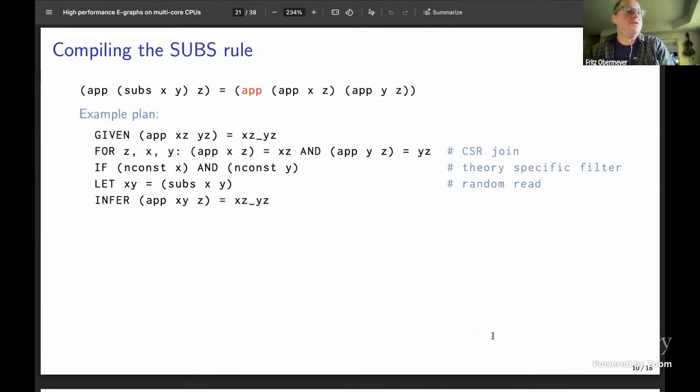Okay, I want to walk through 2 more example plans. The plans we looked at previously were just like logic programming. There were no mergers. So let me look at some plans that trigger mergers. And these are basic, this rule is from 1924. This is like basically Moses-Schoenfield's rule, except with subs instead of app SX. So this is, we trigger here, we do another of those CSR joins.